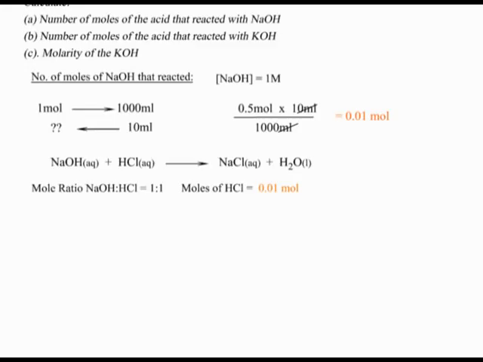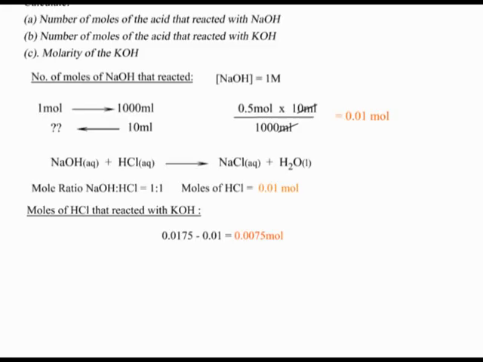And so in total, there were 0.0175 moles of hydrochloric acid. Out of these, 0.01 moles reacted with sodium hydroxide. So how many moles had reacted with potassium hydroxide? We simply subtract. 0.0175 minus 0.01 will give us 0.0075 moles. And so 0.0075 moles of hydrochloric acid reacted with potassium hydroxide.